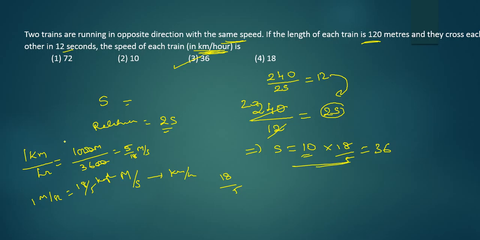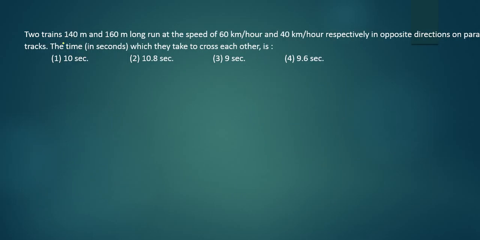Okay. Next. Two trains 140 meter and 160 meter long run at a speed of 60 and 40 kilometer per hour respectively in opposite directions on parallel tracks. The time in seconds which they take to cross each other is? Now what is the distance covered by both the trains? 140 plus 160, because this is the total distance. They are traveling in which direction? Opposite direction. What is the relative speed? Sum of their individual speeds. What are the individual speeds? 60 and 40. Then the total relative speed is 100.